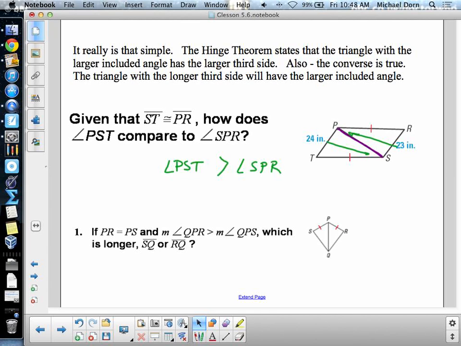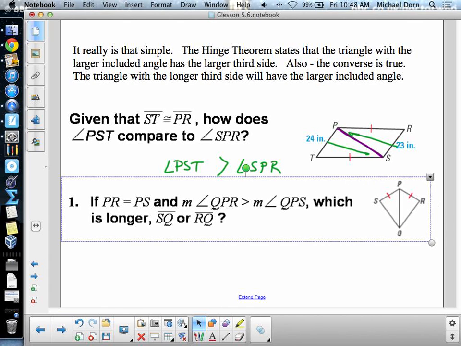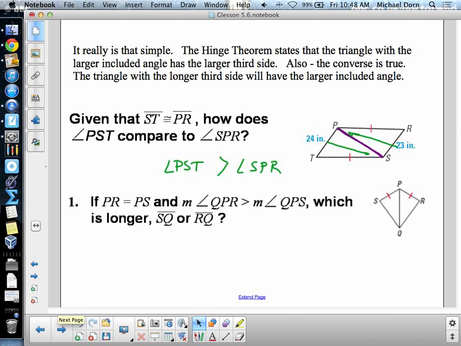In this situation, let me expand this as much as I can too, make it a little bit bigger for us to see. It says PR equals PS, that's indicated in the picture. Measure of angle QPR is greater than measure of angle QPS. So angle QPR is the bigger angle than this one. So this one's larger, this one's smaller. If these are the two angles that are unequal we're comparing, then we have to look at what are the opposite sides. Because those are the sides we'll be comparing.